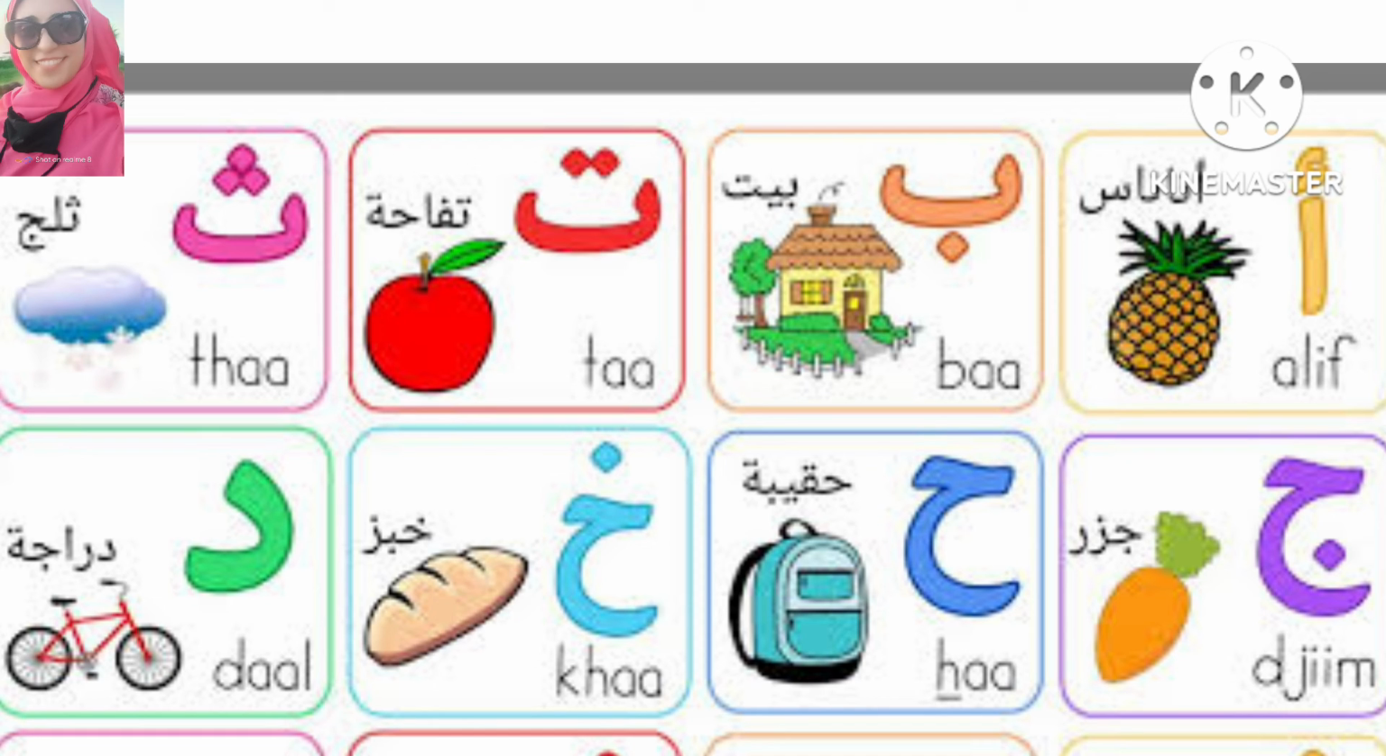The following letter is called دال, like bicycle in Arabic is called دراجة. Now we can stop here. You can revise these letters. I hope you understand.